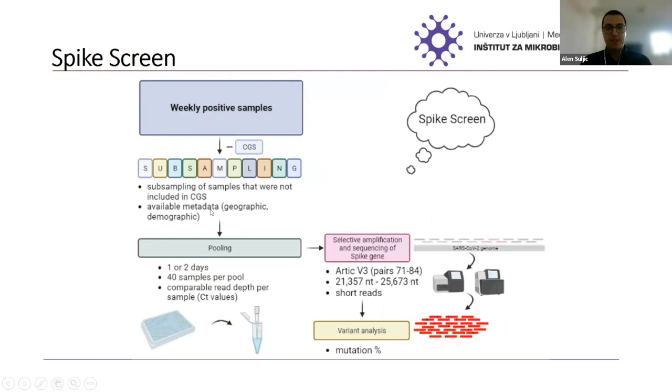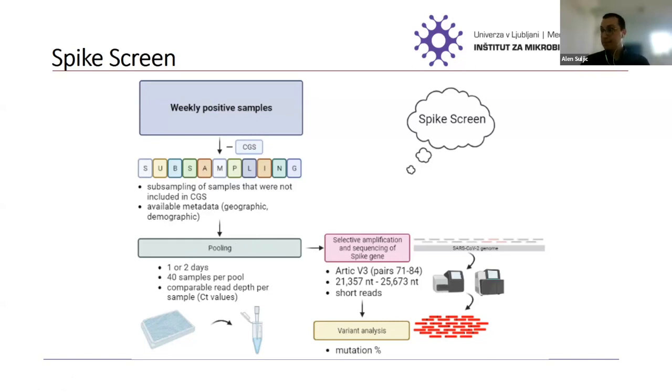This subsample was pooled according to the available metadata, so geographic information and demographic information. So the samples were pool based. Each pool covered 1 or 2 days of the epidemic. There were approximately 400 samples per pool, and to ensure comparable read depth per sample, the pools were arranged according to their respective CT values.